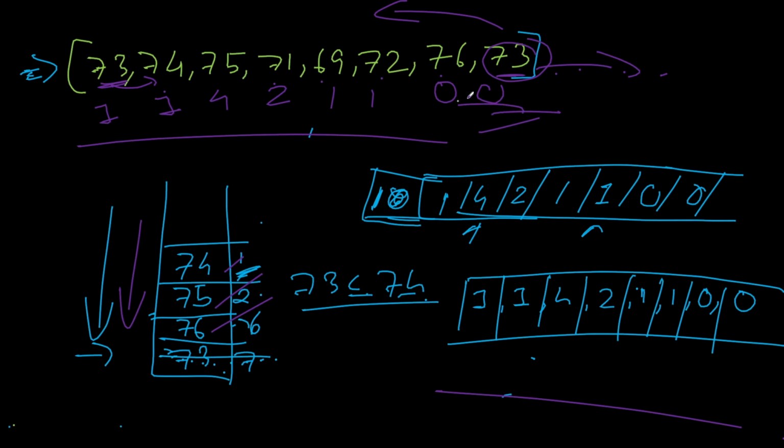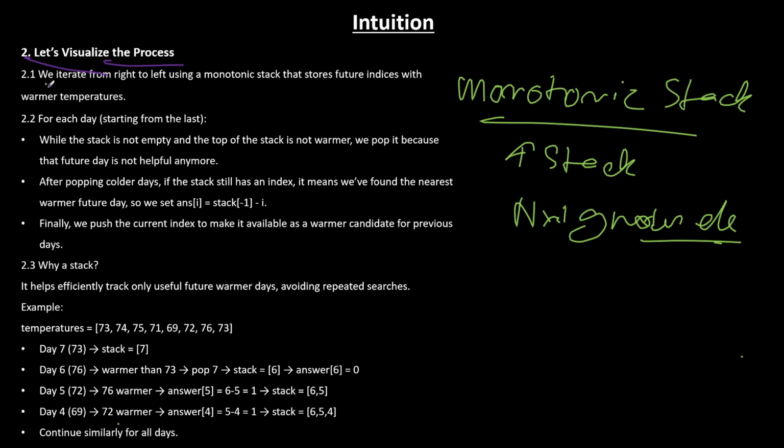And when we go back, we keep on popping until we get a value. Suppose in this case of 71 and 74, we kept on popping until we got a value which is greater than 75 or 71, right? And instead of storing these values, in actual we will be storing the indexes. Fine. So if you see here, we iterate from right to left using a monotonic stack that stores future indices with the warmer temperatures. Okay.